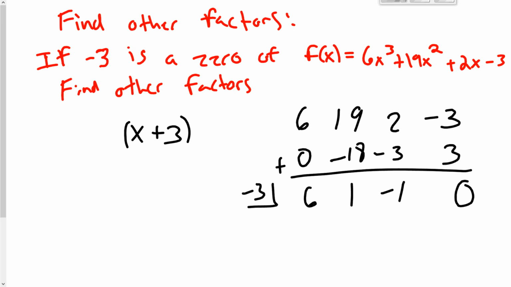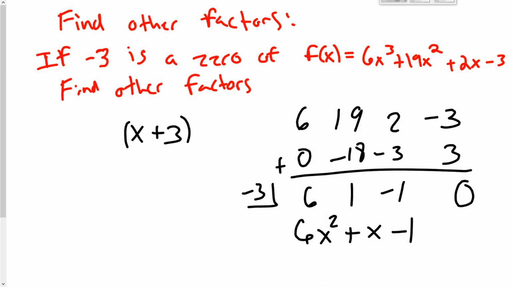Right, so we got 0, so that's good. Now I'm going to list this polynomial. It drops down one degree. It was a cube, now it's a squared, so 6x squared plus x minus 1. That's our new polynomial that we're going to work with. And now I'm going to factor this polynomial.